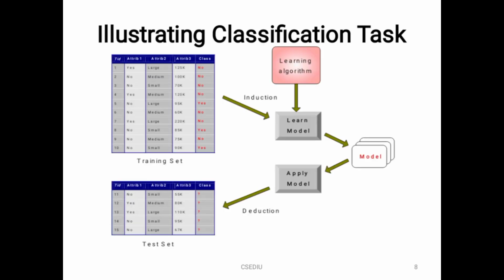Illustrating the classification task. What comes under the classification task: learning algorithm, then learn model, then model, then apply model, then deduction. First we train the data, then comes learn model, where some algorithm may be used. Here we use the decision tree algorithm. Then the models are trained, then these models are applied to deduce on the testing.